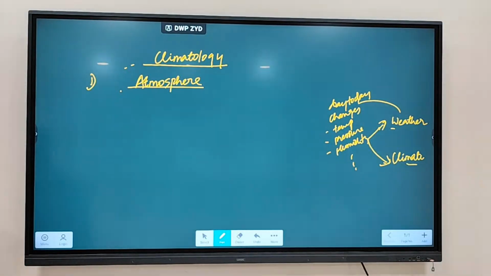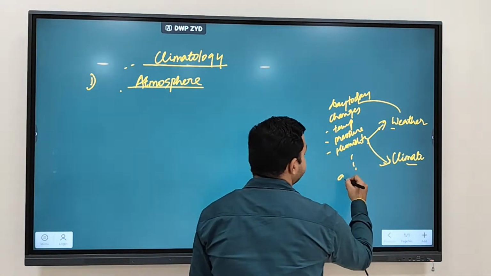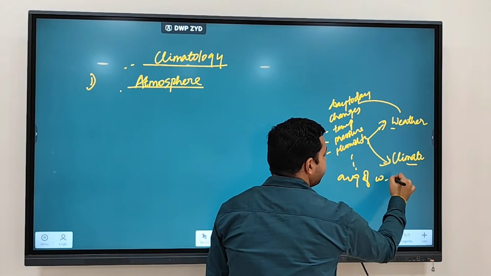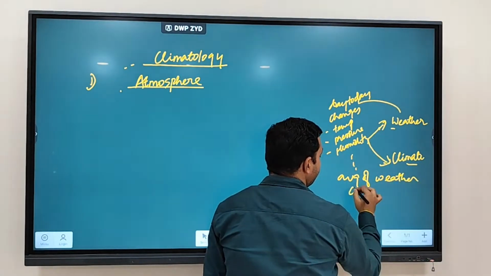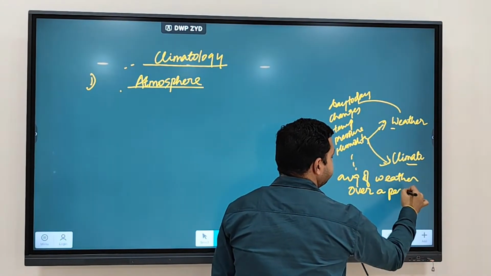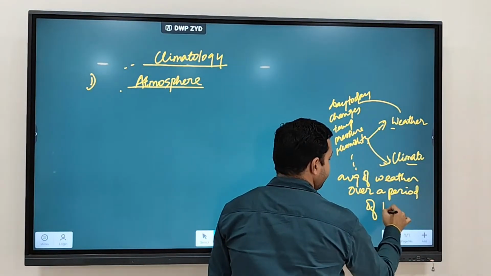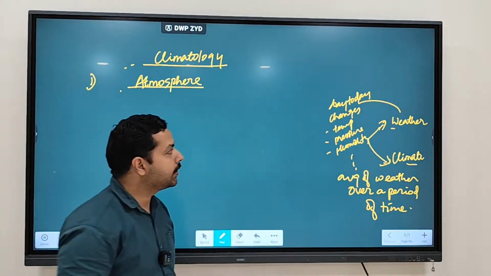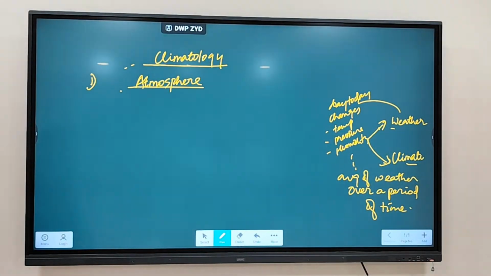And what is climate? It is the average of weather over a period of time. So this you find with regard to climate. What is weather? Weather is day-to-day changes, that is temperature, pressure, humidity. That you find with regard to weather. And climate is the average of weather over a period of time.